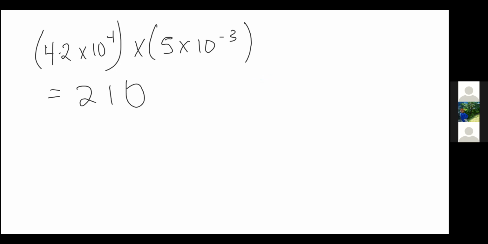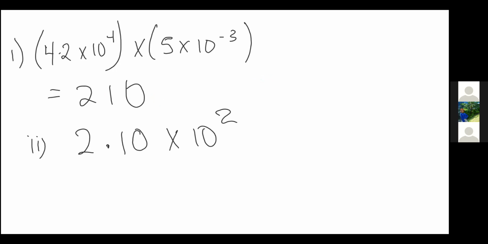Now they said to write our answer in standard form. So that means our point is always at the back for whole numbers. So it's going to be here, and we're going to move it 2 places left. So that's going to be 2.1. We don't need to put in the 0. We could put in the 0. Anything is fine. 2.10 multiplied by 10 to the power of 2, because we move it 2 places left.